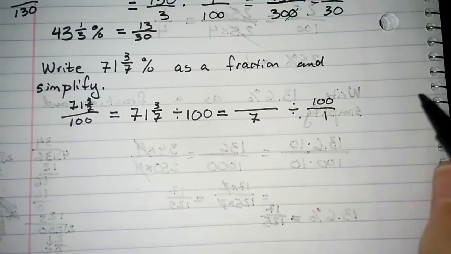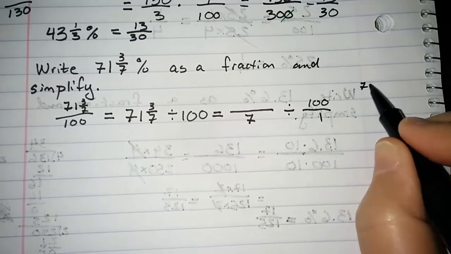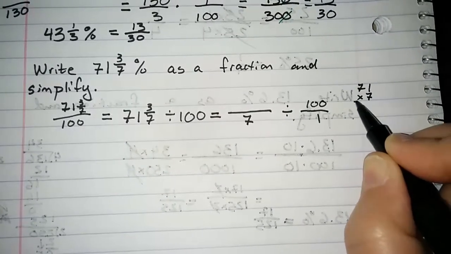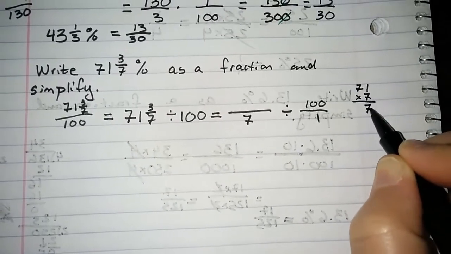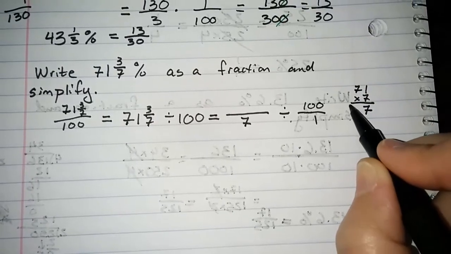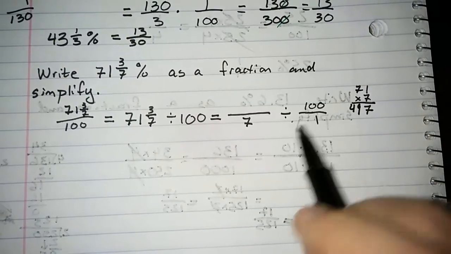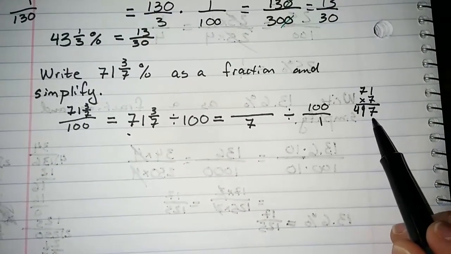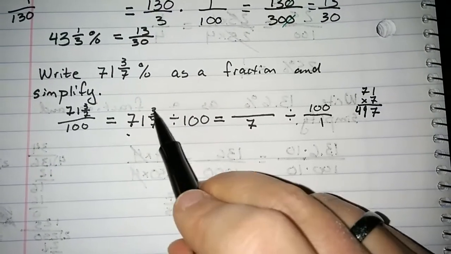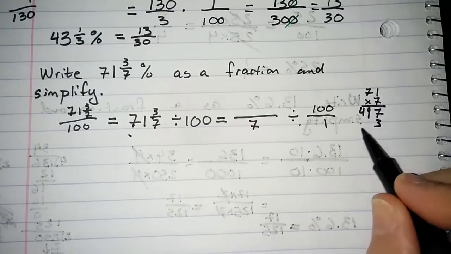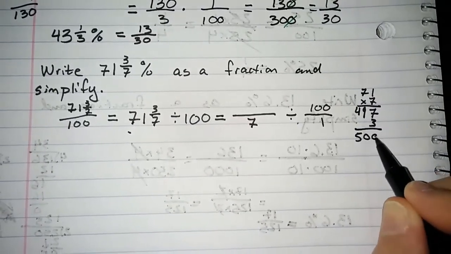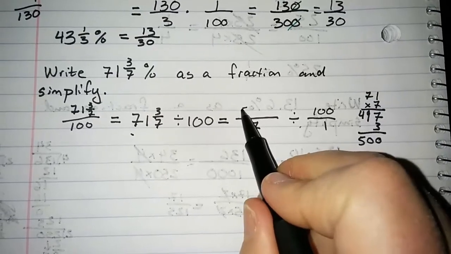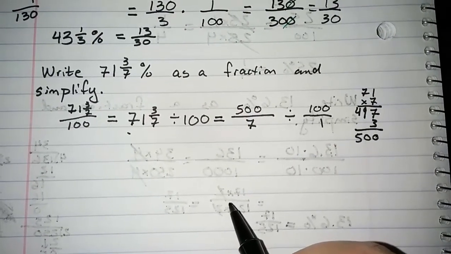How many sevenths is this? Well, 71 times 7. 7 times 1 is 7. 7 times 7 is 49. So 71 wholes is 497 sevenths. Add in the 3 sevenths that we started with, and we get 500 sevenths.